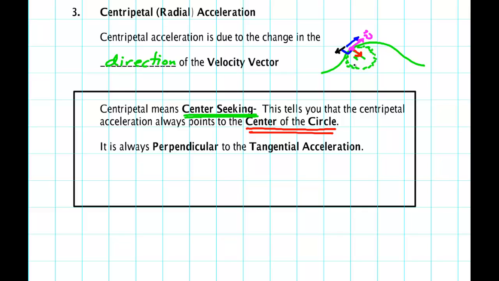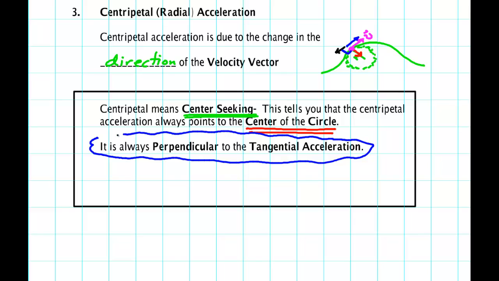Still breaking vectors into components. Always breaking vectors into components. All right? But they're different components. They're not based on x and y anymore. So this is a really, really useful fact that I will use in a little bit to find the total acceleration. Always perpendicular to the tangential acceleration is the centripetal acceleration.